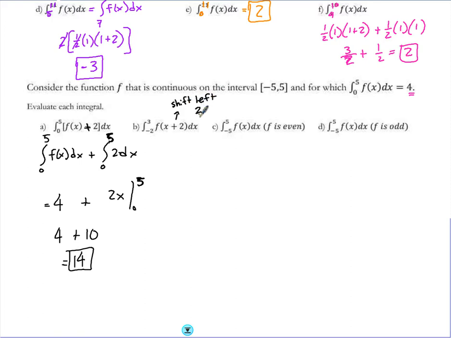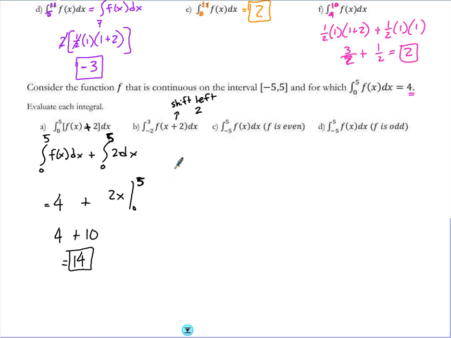So by shifting it to the left 2 spaces, what we can do to compare these two functions, because moving a function left or right does not change the area that exists underneath the curve. All it does is move the values.